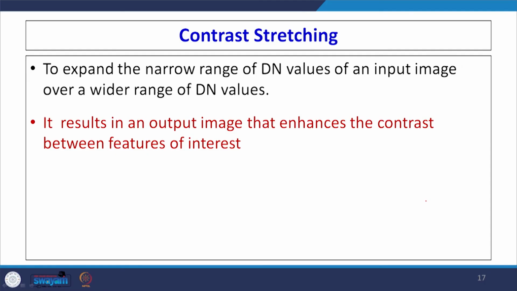In contrast enhancement, we just expand the narrow range into the full range. Like in an 8-bit image, my full range is 0 to 255, but my original image is occupying between 10 and 60 only. So 0 to 9 is missing and 61 to 255 values are missing. After the contrast enhancement, the stretching, the image will occupy almost the entire range from 0 to 255, redistributing the pixels. So this is what is done in contrast enhancement.